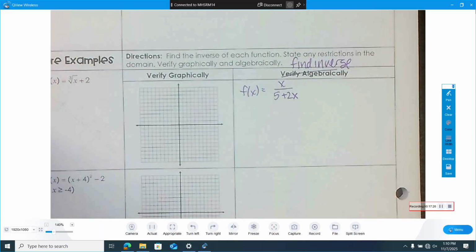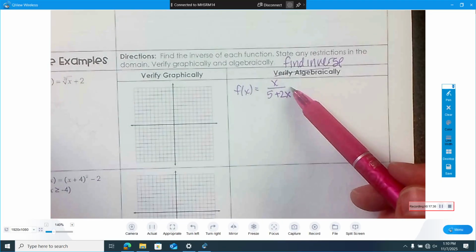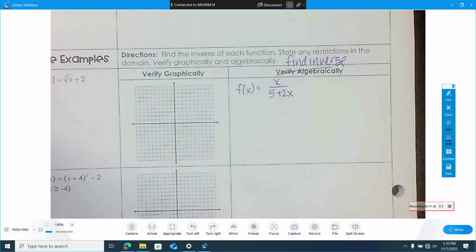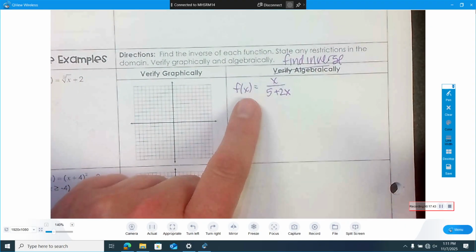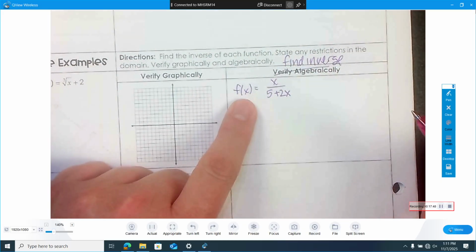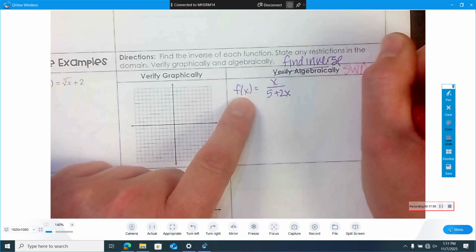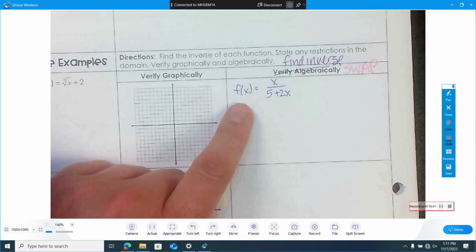So, a couple more examples today of finding inverses that are a little more complicated. We're going to do this one here, and then I have one more below. We want to find the inverse of each function. It's a complicated function here, and I want to find the inverse. What do we need to do to find the inverse? Yeah, swap and solve, ladies and gentlemen.